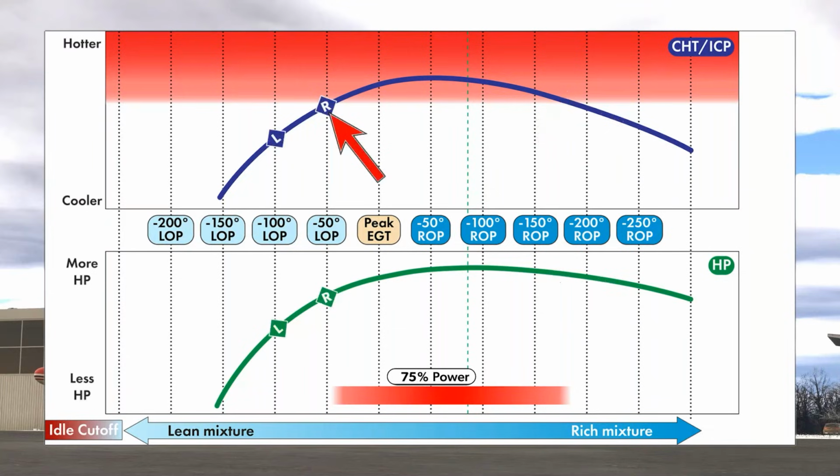Unless you can get to the lean of peak side, where it is a very economical way to operate. But we have to get even leaner than you might think, because that 50 degrees lean of peak to clear the red box on that side has to be the richest cylinder, so that all the others are leaner and further away, with lower CHTs and lower ICP.